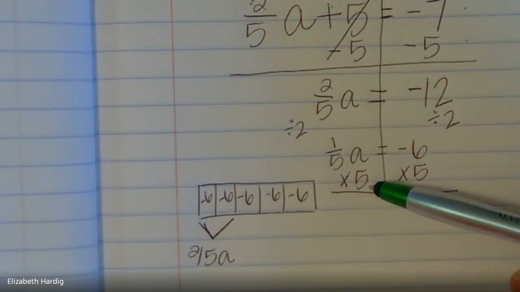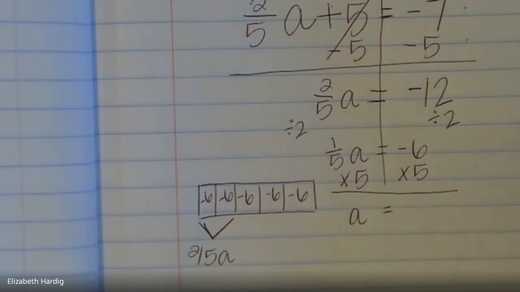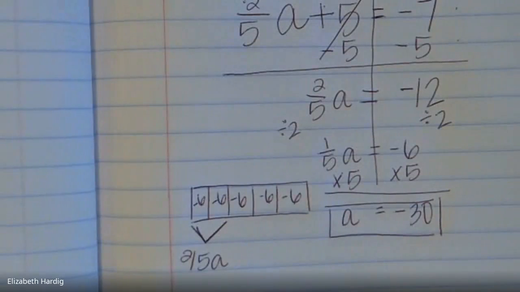So 1/5 of A times 5 gives me just 1 whole A. And -6 times 5 is what? -30. Good. Does it make more sense after seeing it a second time? It does, yes. Okay.